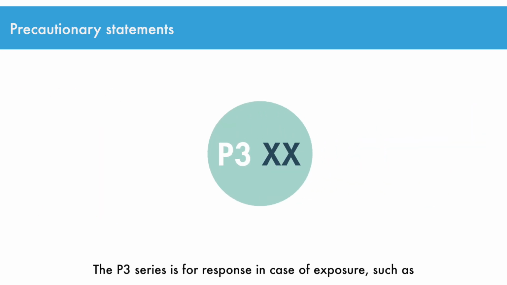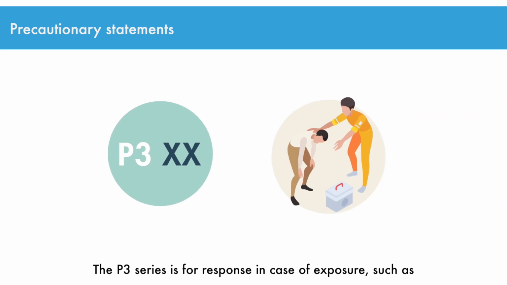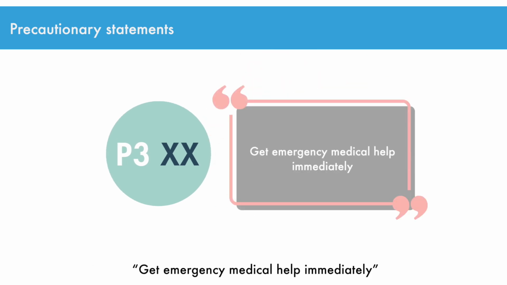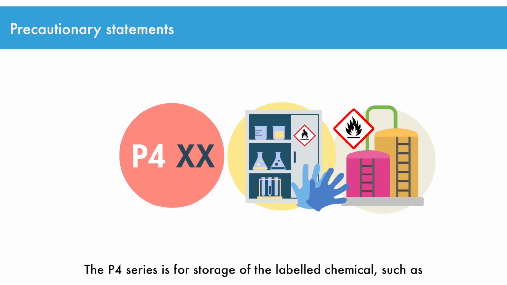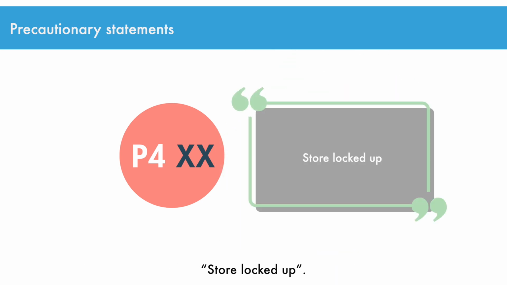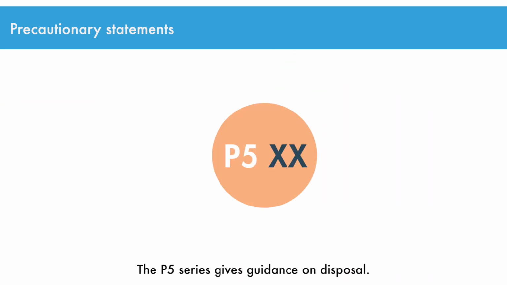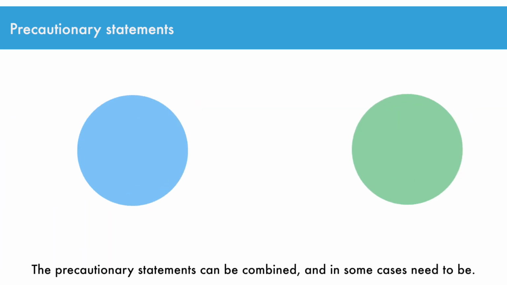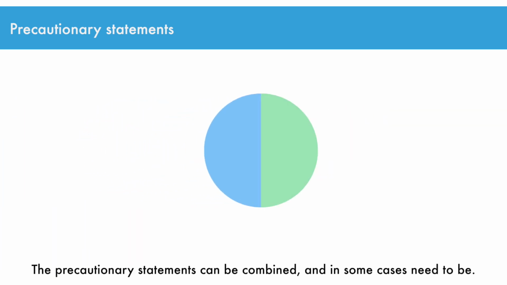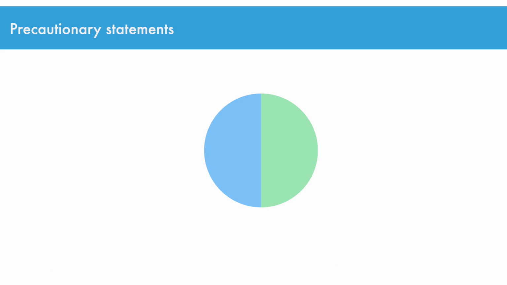The P3 series is for response in case of exposure, such as get emergency medical help immediately. The P4 series is for storage of the labeled chemical, such as store locked up. The P5 series gives guidance on disposal. The precautionary statements can be combined and in some cases need to be.